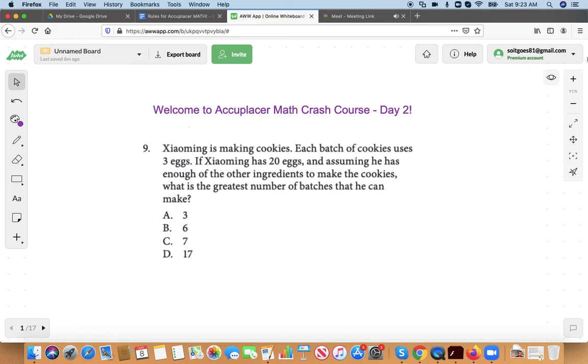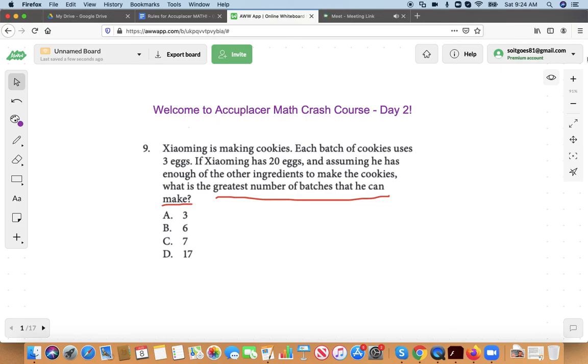What are we solving for here, Kiesia? The greatest number of batches that he can make. I really want to focus on that. We've got to understand what the question's asking us before we decide what we're going to do. Now, the temptation here is to look at the 3 and 20 and wonder: do I subtract them? Divide them? Multiply them? People just want to slap numbers together. Don't do that. Let's think about this logically.